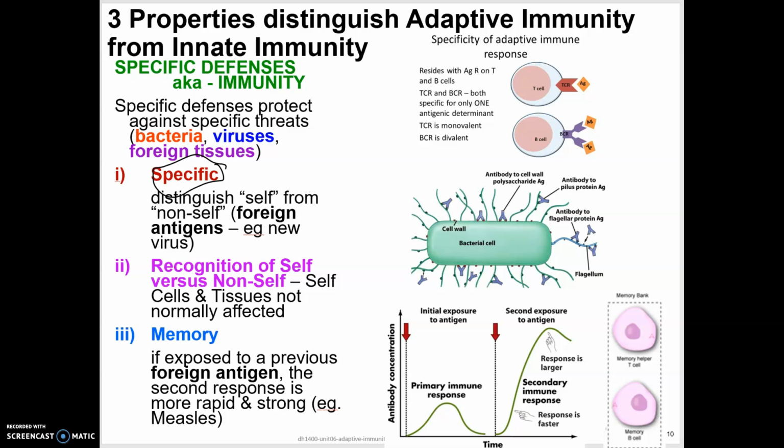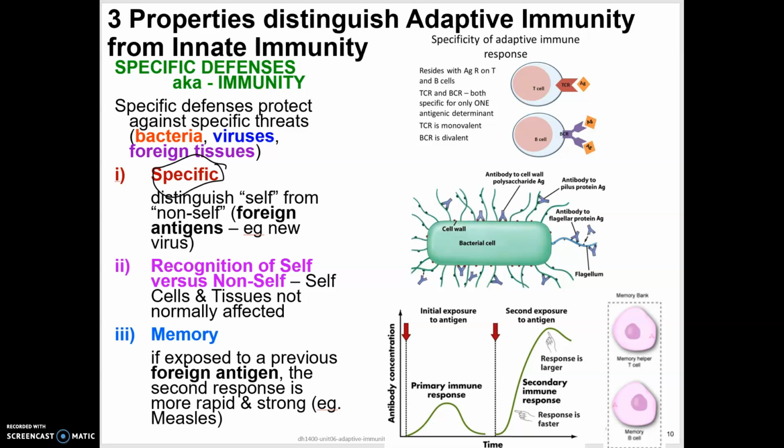The second thing is it will recognize self versus non-self. So again, our immune system doesn't attack normally functioning cells and tissues. If it does, then like I said, we'll have a big problem. We're moving into stuff called autoimmune disorders after that.